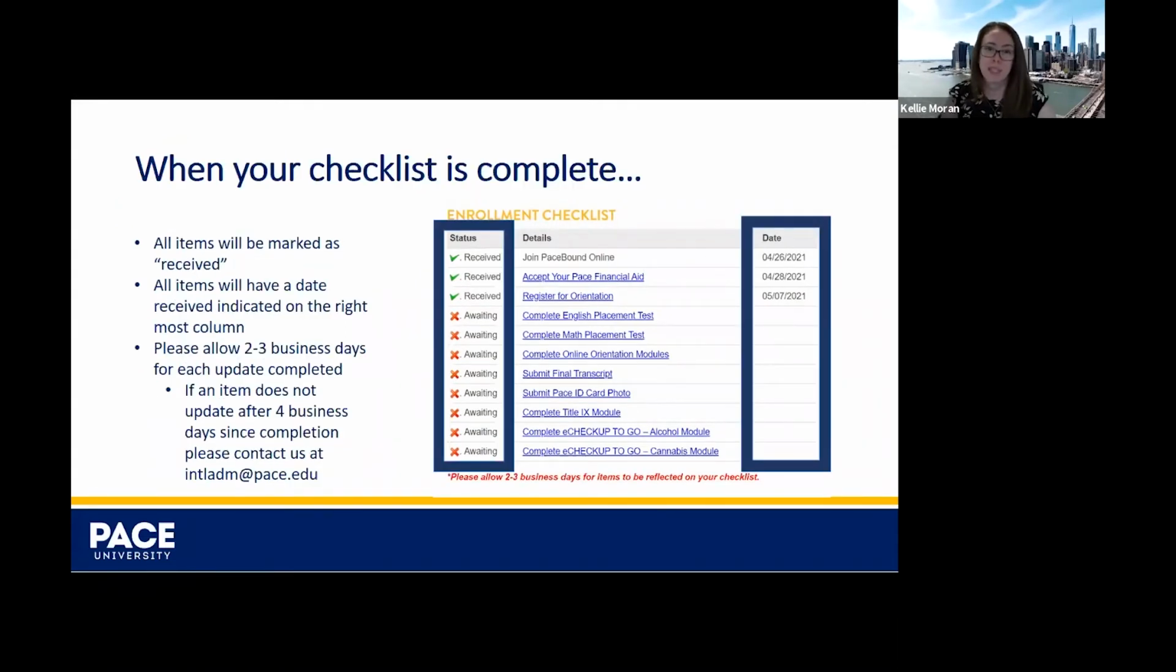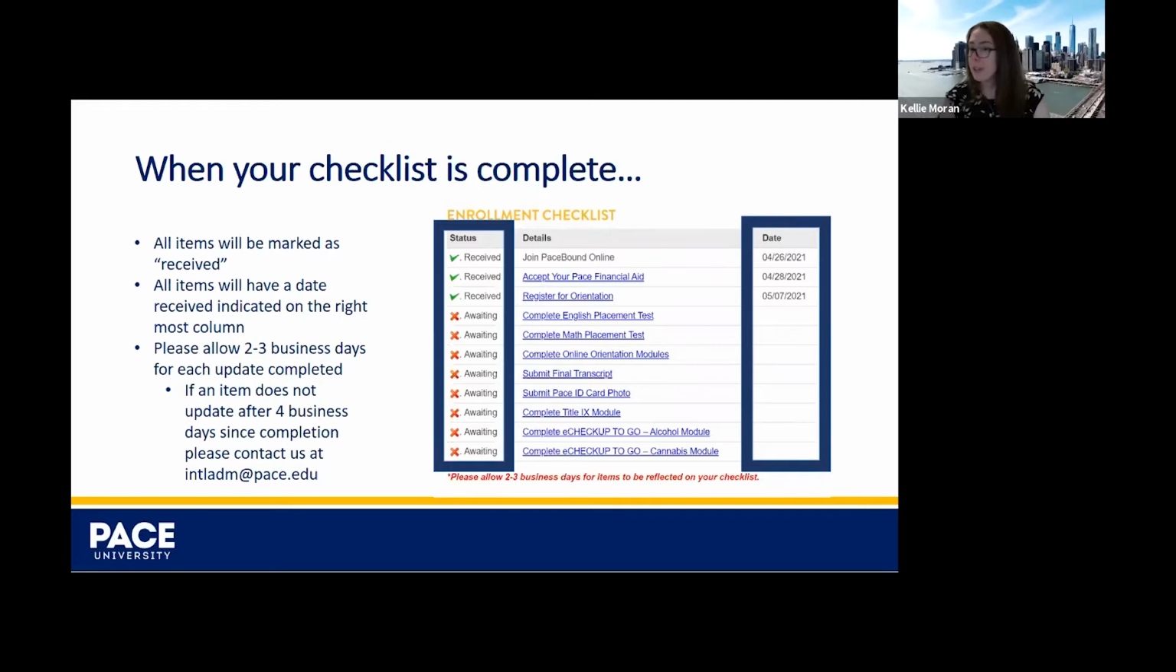When your checklist is complete, all of the red X's are going to go to green checks, and all of the dates will be included with the dates that you submitted each individual item. Something to keep in mind is this little disclaimer along the bottom. Please allow 2 to 3 business days for items to be reflected on your checklist. Not all of these items will update instantaneously. So if you're submitting something and then refreshing your student dashboard, it won't be updated quite yet. Please again, allow the 2 to 3 business days just to make sure that everything is there.